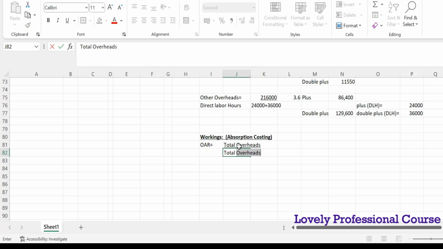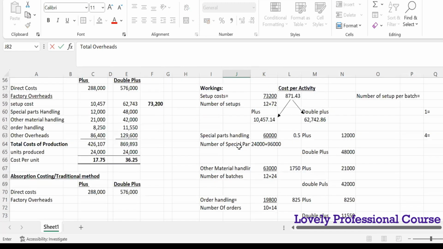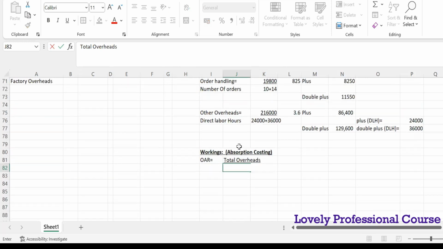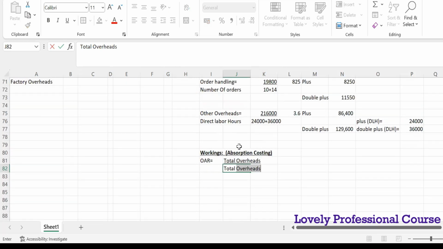And here the basis of apportionment is direct labor hours, because even the examiner says to use labor hours, but it is also the general assumption you have to use labor hours unless the examiner gives you what to use. Let's say if the examiner commands you to use machine hours, you have to use machine hours. Never create your own equation in the exam. Please try to harmonize the information they give you in a question with the understanding you have acquired. So remember to be professional.